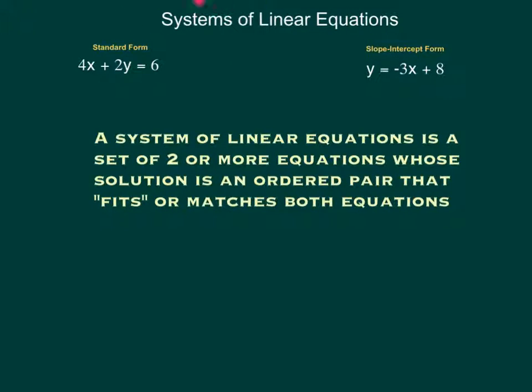As you can see, we're going to be talking about systems of linear equations. A system of linear equations is a set of two or more equations whose solution is an ordered pair that fits or matches both equations. We're going to be using the equation on your top left in standard form currently, and the equation on your top right, just two equations in this case.